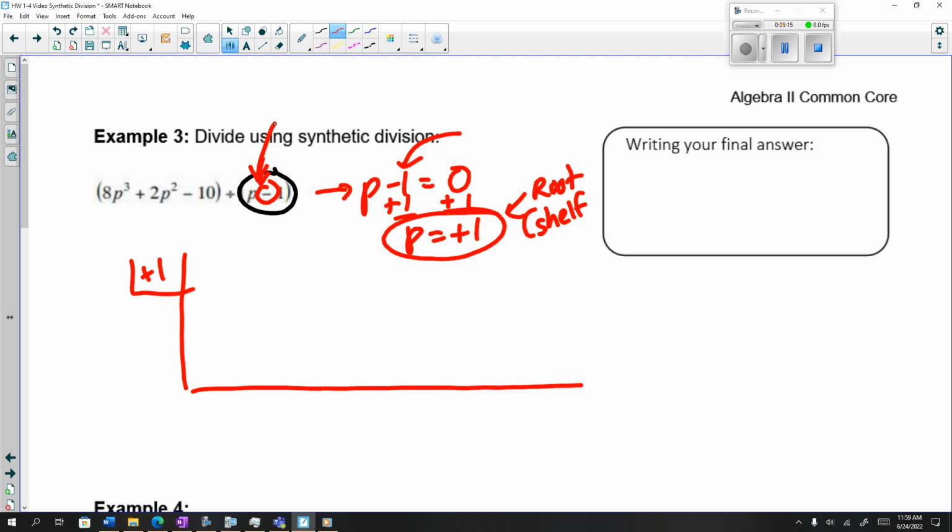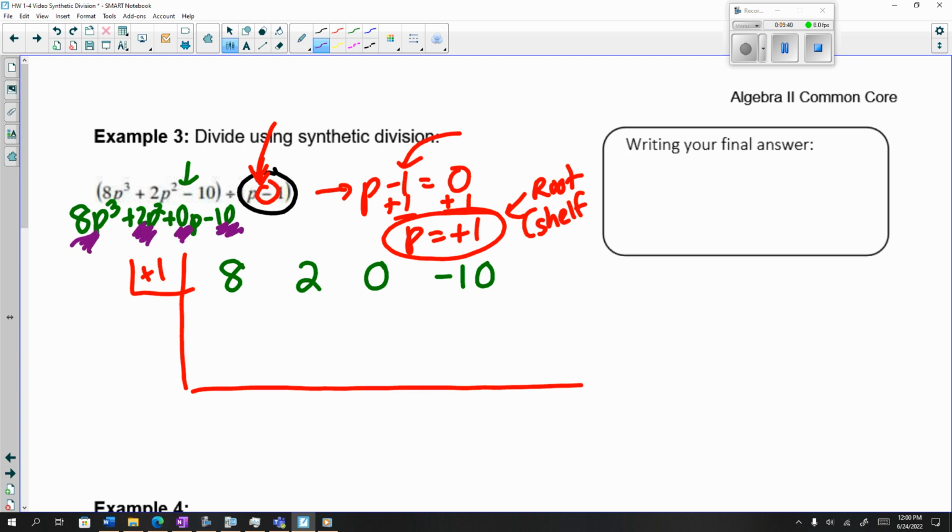Now we're going to look at our dividend, and notice we have a missing term. So let's rewrite this with a 0. 8p cubed plus 2p squared plus 0p minus 10. And we're going to put it in the box. So we're going to put 8, 2, 0, and -10. Notice I'm not taking the p's, I'm just taking the numbers in front.